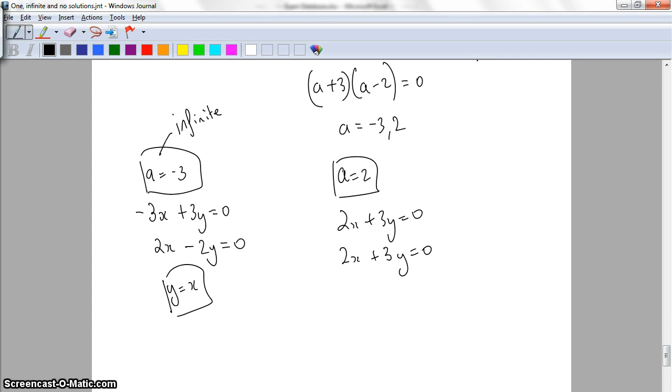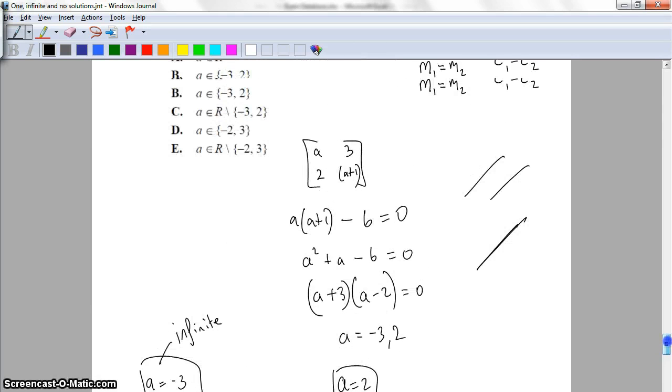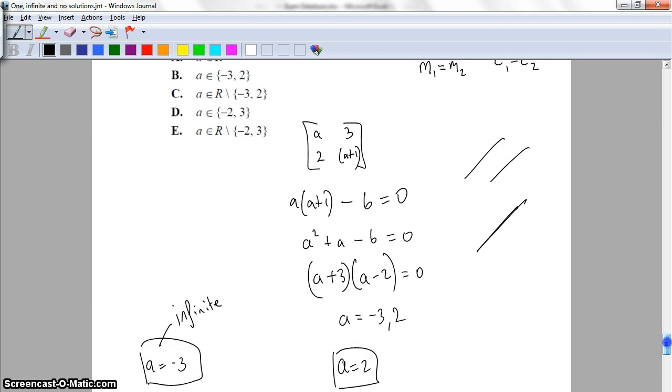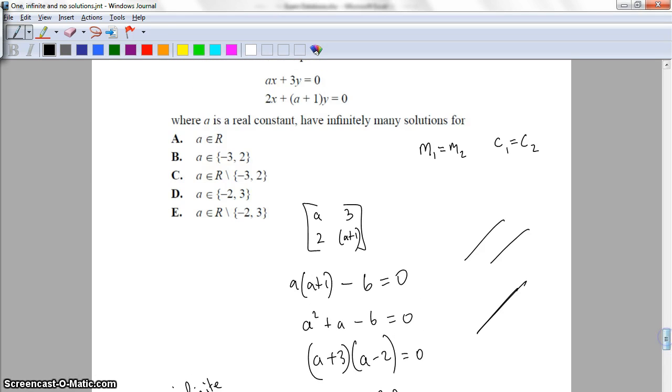So it doesn't matter whether a is negative 3 or 2, both of them will give you an infinite number of solutions. If a is not negative 3 or 2, then we have a situation where we have one unique solution. They cross each other once, but in this case they're both an infinite number of solutions. So our answer will be, having a look through, it's not real numbers, it's not anything but that. That would be for one unique solution. It's going to be this one here, negative 3 and 2.